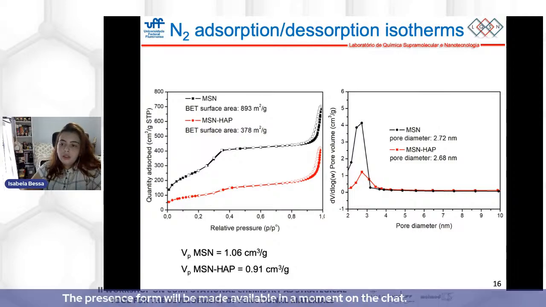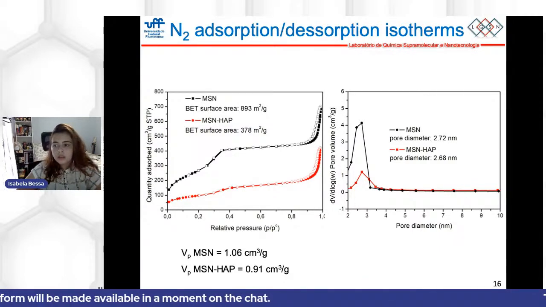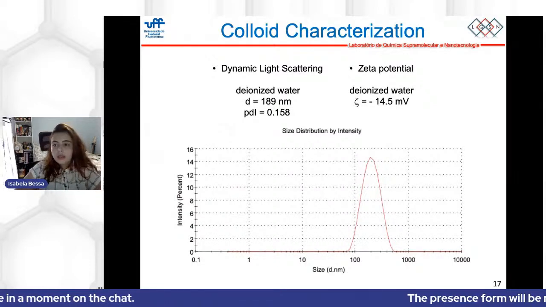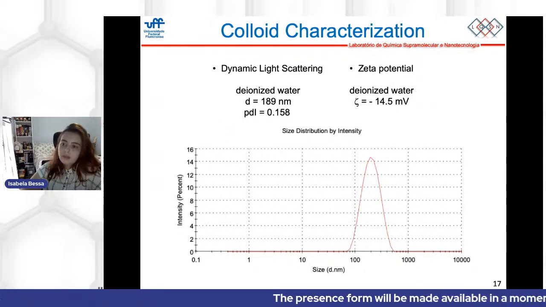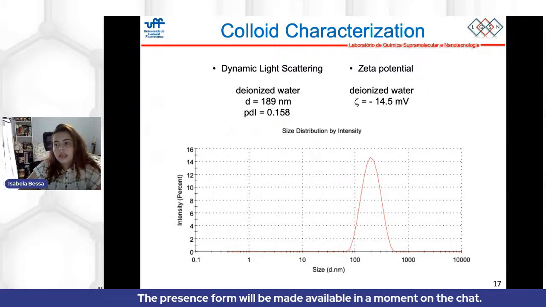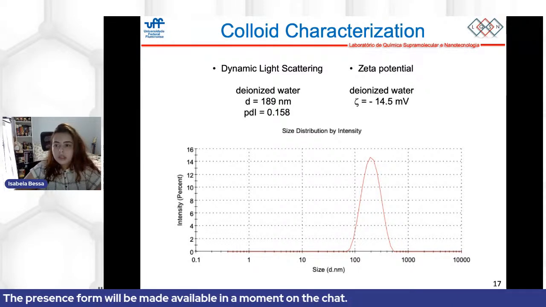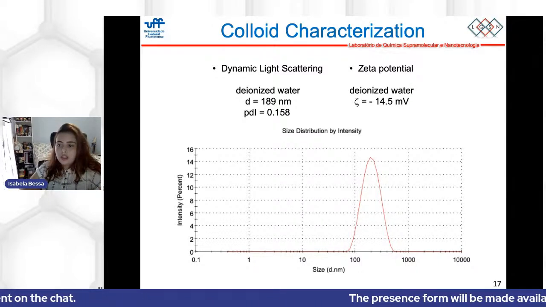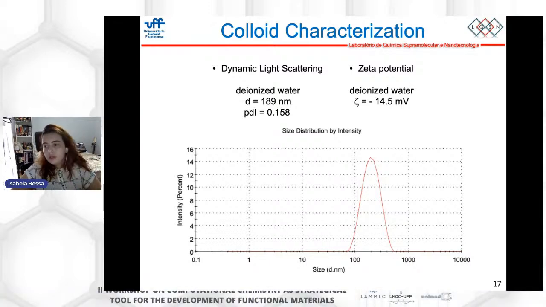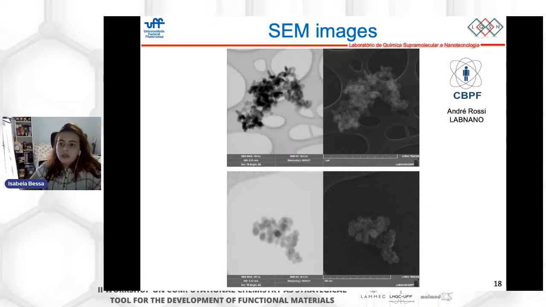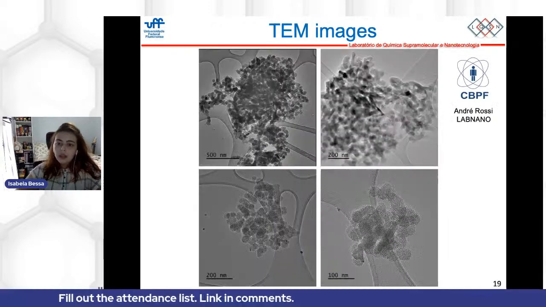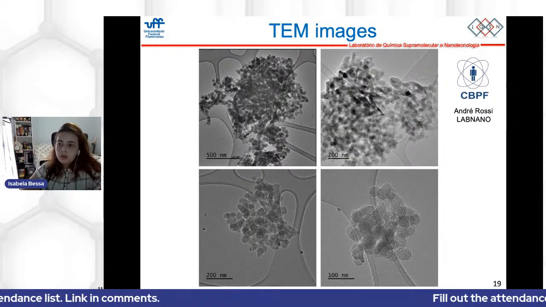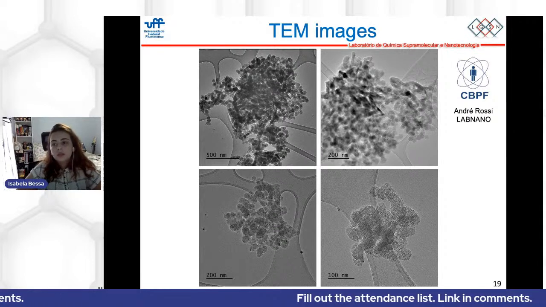So for a biological application, this material must be stable in the aqueous environment. The dynamic light scattering provides a hydrodynamic diameter of 189 nanometers with a polydispersity index of 0.158. The surface charge, measured by zeta potential, was minus 14.5 millivolts. The scanning electron microscopy showed a spherical morphology with some aggregates. And the transmission electron microscopy showed both phases, mesoporous silica and hydroxyapatite.